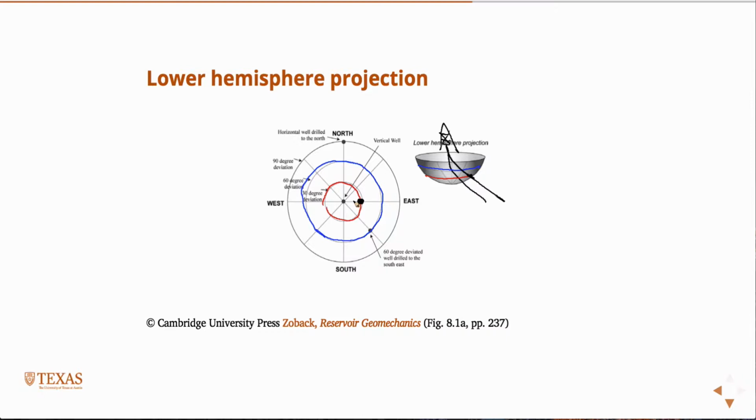If you had a horizontal well that was drilled directly to the west, it would correspond to that point right there, because this is 90 degrees here. So 90, 60, 30, vertical is down there. So a vertical well would just be right in the center of this. Okay.